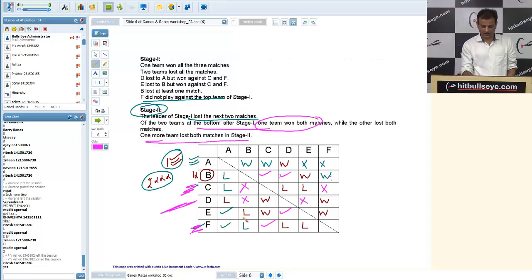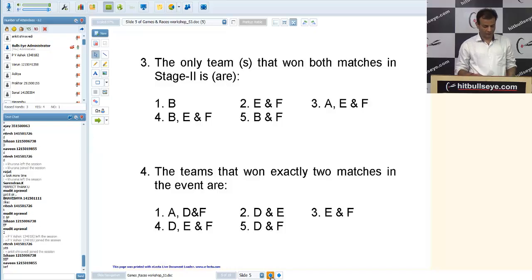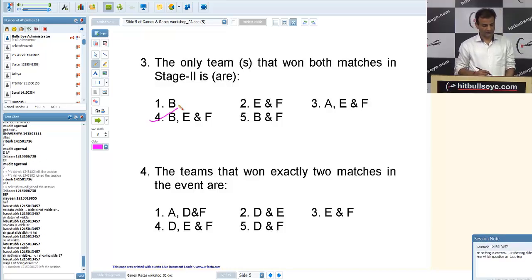Now, third question. Only teams that won both matches in stage 2. In stage 2, there are 2 ticks. B, 2 ticks are there, and E, 2 ticks are there, and F, 2 ticks are there. So B, E, and F should be the answer. So B, E, and F, it should be the 4th option. Clear?